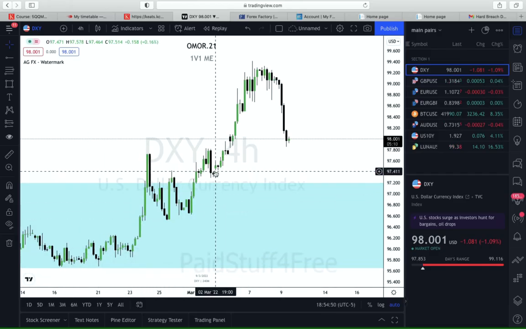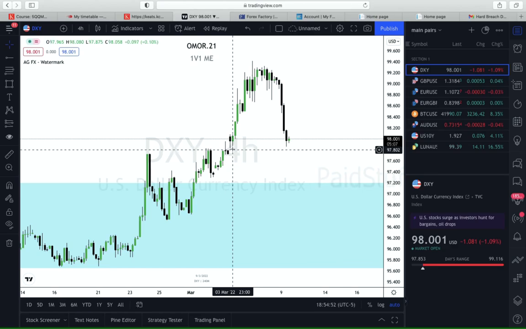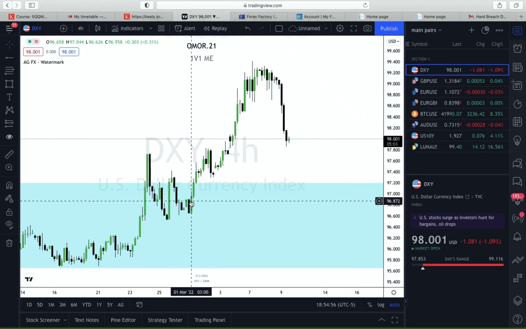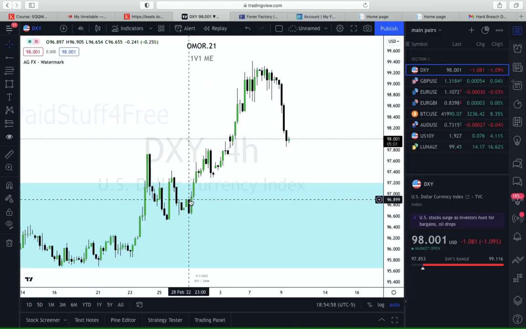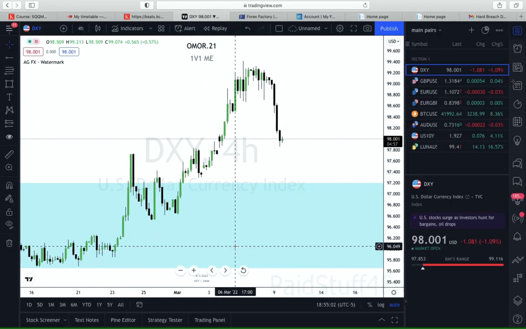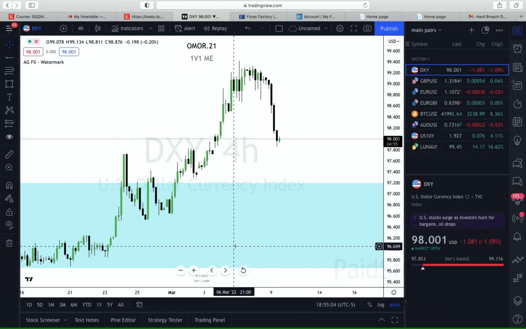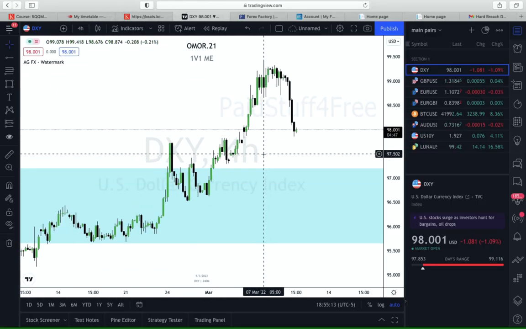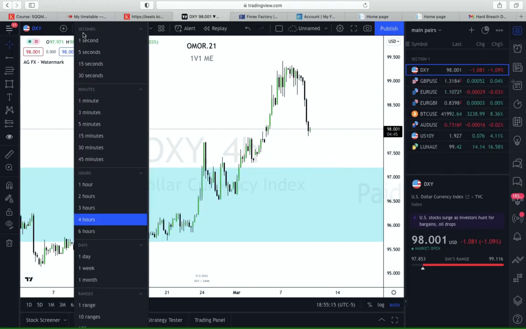There's a gap here to fill. This gap's still not filled all the way. An untested order block. Gap here as well. I want you guys to consider DXY short until we reach this area.